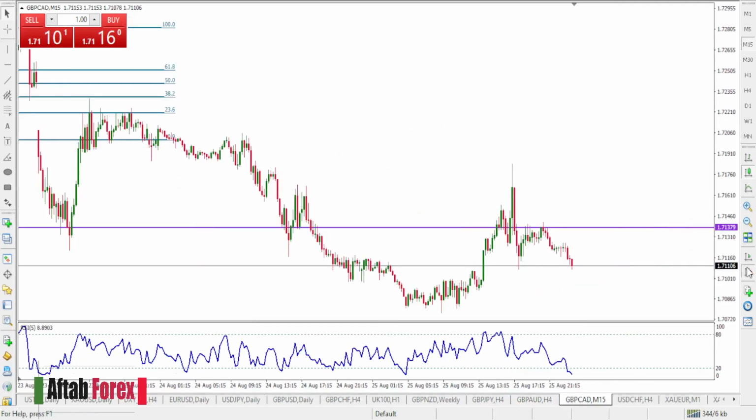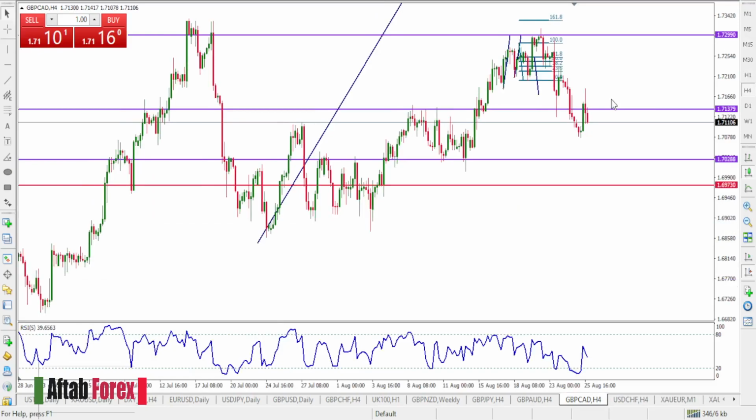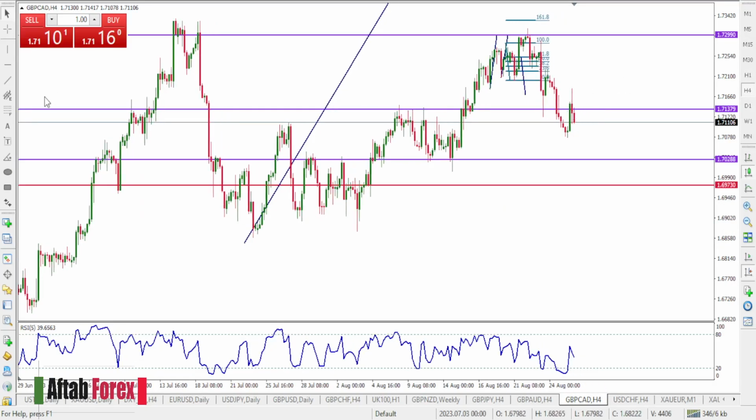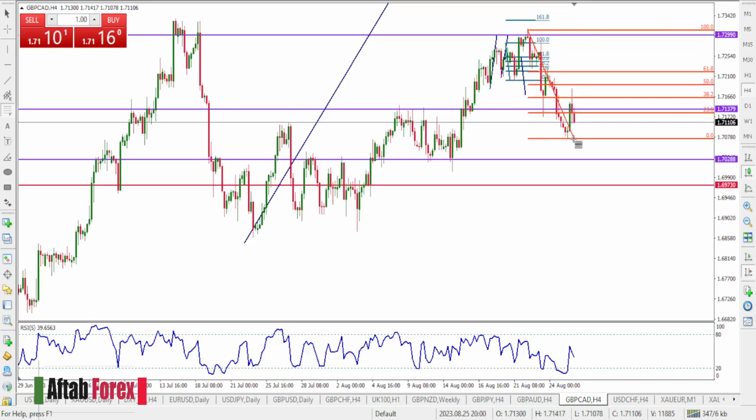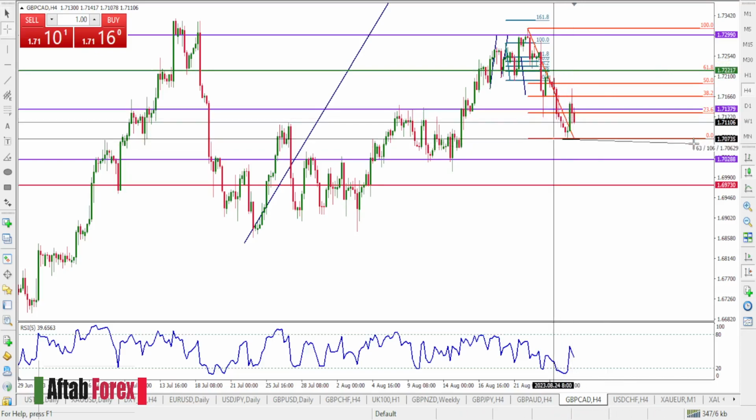Pound CAD, if you see this one I discussed, and it did not work very well, because I was looking for this correction to the top side. Still it can go up there, but I think the candlestick pattern that it gave me, it is coming back down to this 1.70735, and then 1.70288, and then 1.69730. All of the levels I have discussed earlier.